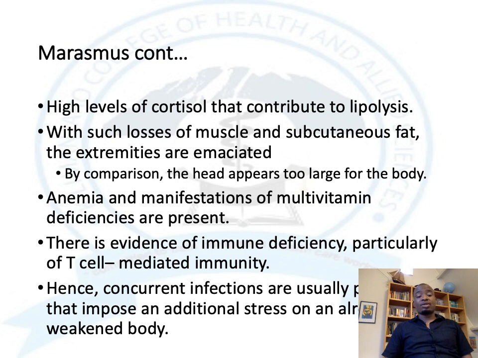With such loss of muscles and subcutaneous fat, the extremities are emaciated. They are very thin. By comparison, the head appears to be large for the body. When we compare them, you'll see it later on. So anemia and manifestations of multivitamin deficiency are also present in this kind of children. But an important component is that there is evidence of immune deficiency, particularly T-cell mediated immunity, which may end up causing these children to have a high risk of being infected by different infectious diseases.